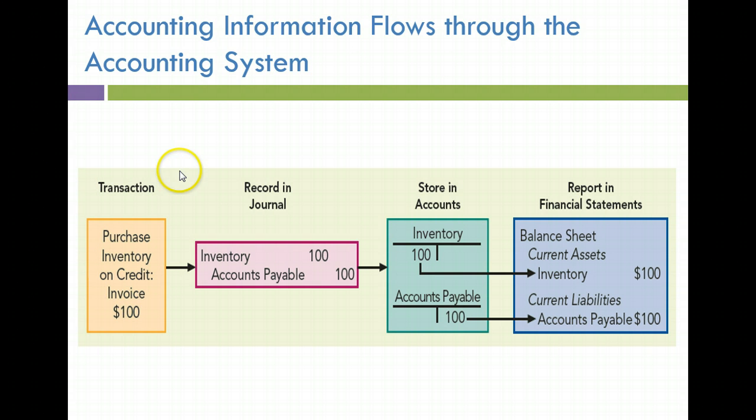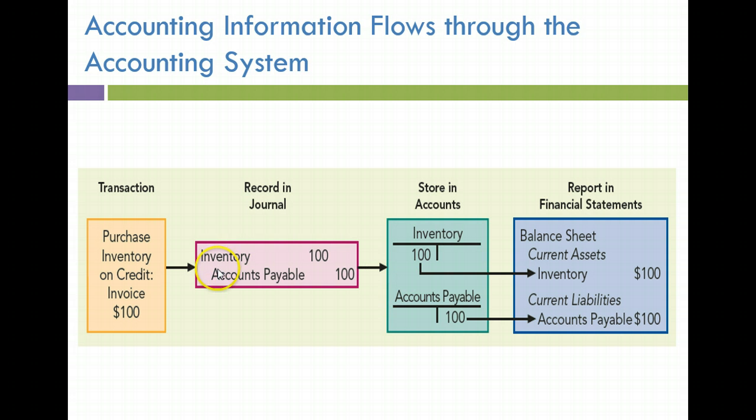So here is how this works. We purchase inventory on credit. We received a bill from the vendor for $100. We're going to record in a journal a debit to inventory because it's an asset and it's increasing, and a credit to accounts payable because we owe them the money. So our asset is increasing and our liability is increasing.